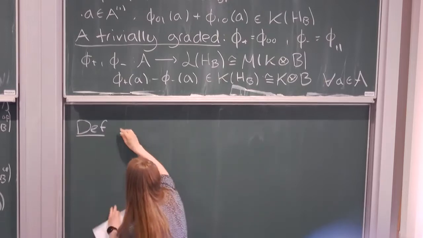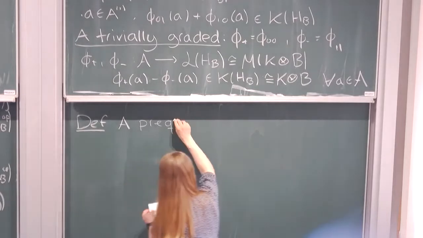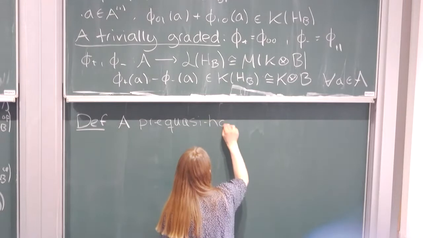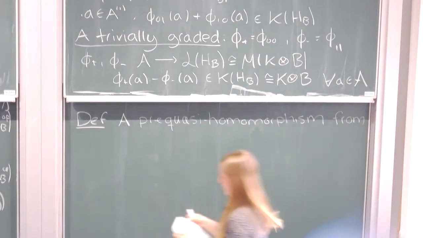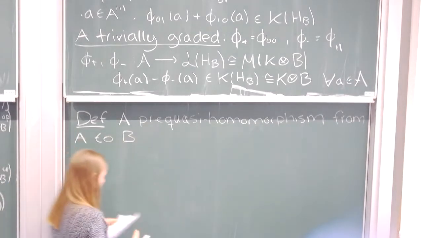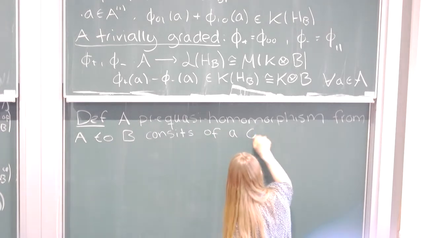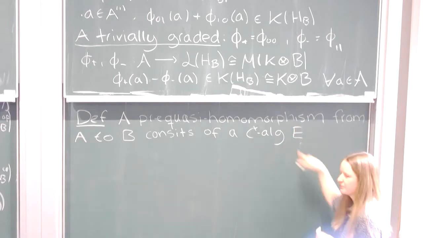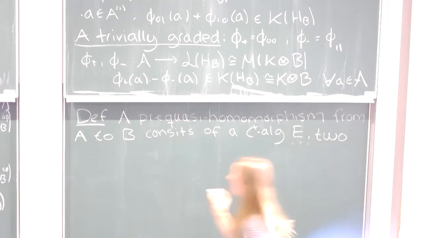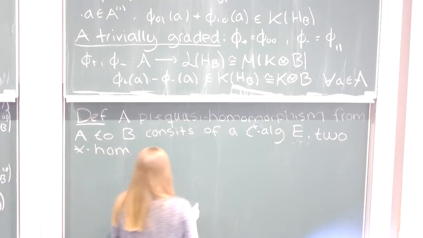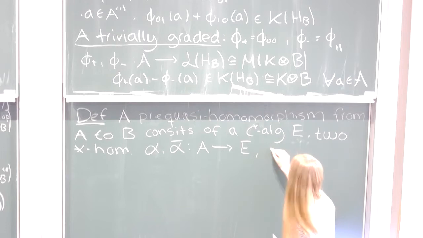Yeah. Okay, so let me give you these definitions, and then I will give you an overview of what Cuntz actually did. So a quasi-homomorphism from A to B consists of a sister algebra, which I will denote by E. So not to be confused with the E in the Kasparov module, but we have a sister algebra E. Then we have two star homomorphisms, alpha and alpha bar, from A to E. And we have an ideal inside E.